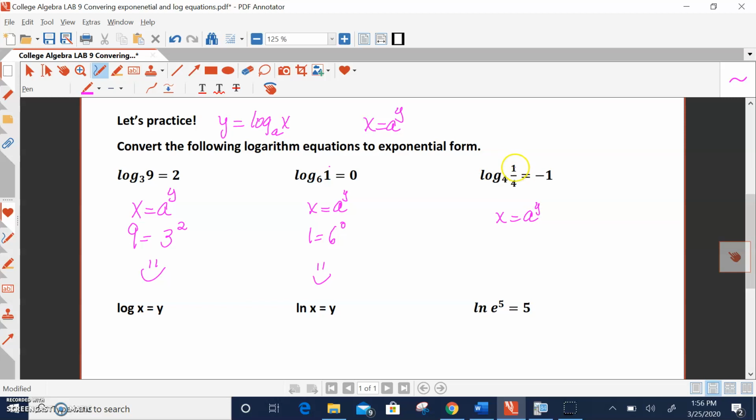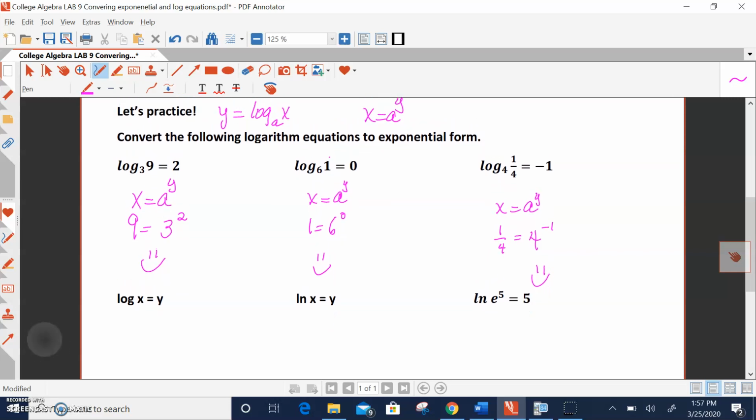In this logarithm, the 1/4 is in the x position. So I'll have 1/4 equal to, the a is the 4, it's the base, and the y is the number that stands alone. So I have x equal a to the y power. Does this make sense? It does, because remember, with negative exponents, you take the reciprocal. So 4 to the negative 1 would be 1/4. So when those logs convert, they should make sense.